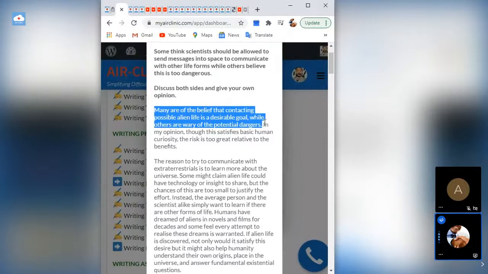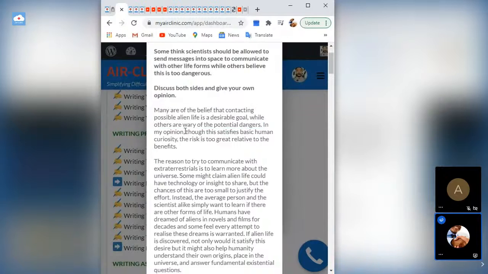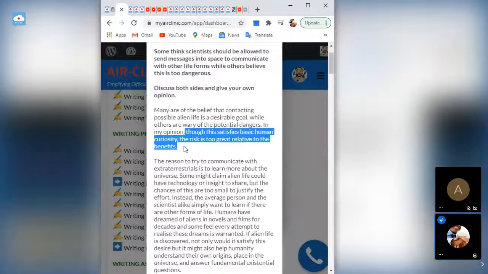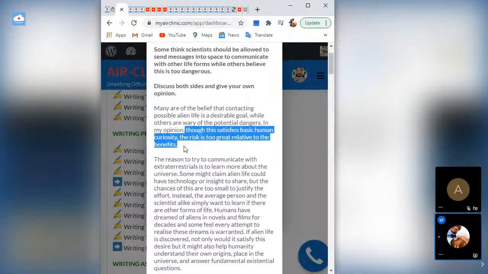In my opinion, though this satisfies basic human curiosity, the risk is too great relative to the benefits. That's Dave's opinion. Though me, I think that the benefits will outweigh the risks. But in Dave's opinion, all right, though this satisfies basic human curiosity, the risk is too great relative to the benefits. He has stated his opinion. Paragraph one, introduction is done. You understand? He's going straight into the meat of the matter.